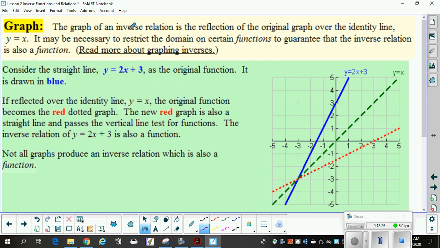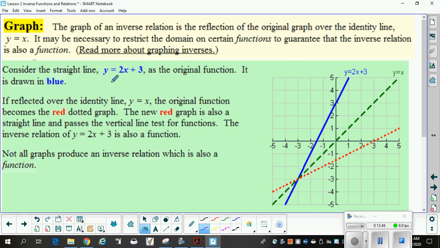Graphing. The graph of an inverse relation is the reflection of the original graph over the identity line, y equals x. That's this green line right here, y equals x. It's called the identity line. It may be necessary to restrict the domain on certain functions to guarantee that the inverse relation is also a function. We're going to talk more about that when we graph inverses.